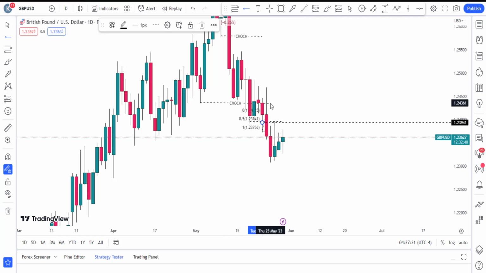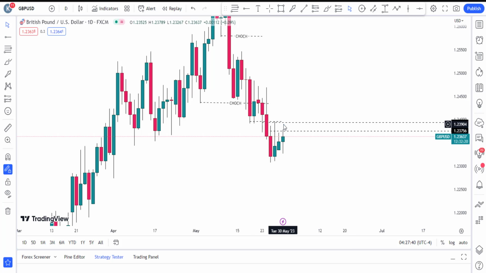Measure 50% of this to this tail or the wick, take 50% of that and 50% of this, and put your line there. So this is how an implied fair value gap looks like. It is a very, very important concept.